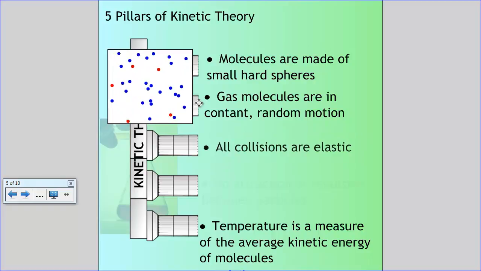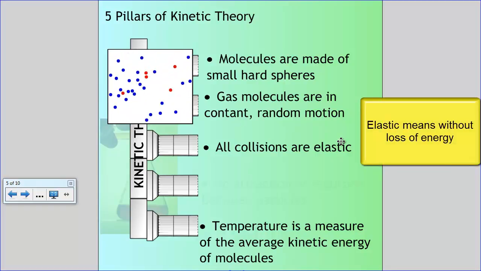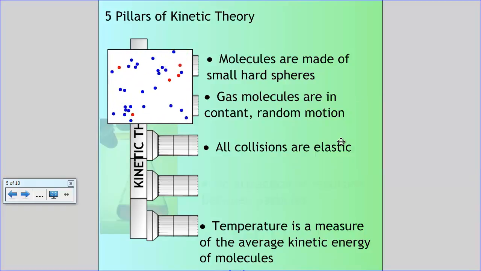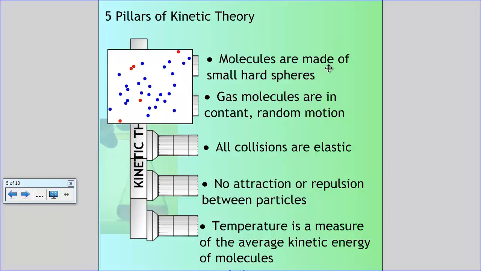The third one is not shown that well in the diagram, but it means that all collisions are elastic. If you watch the pop-in here, it should help you out a little bit. Elastic in the sense of molecules doesn't mean stretchy. Elastic means that energy gets completely transferred. If they run into each other, they don't lose their energy. The energy gets transferred from one particle to another. That doesn't matter a whole lot to us at this point, but keep in mind the idea that we're not losing energy as they hit things. The fourth point is that there's no attraction or repulsion between the particles.